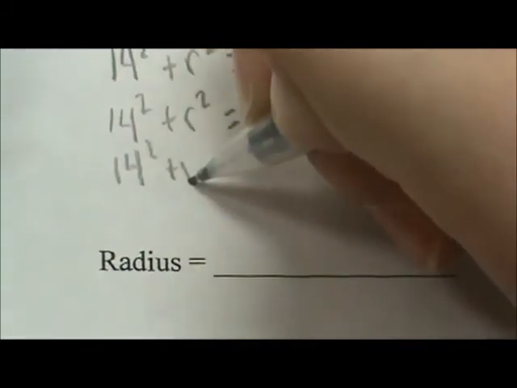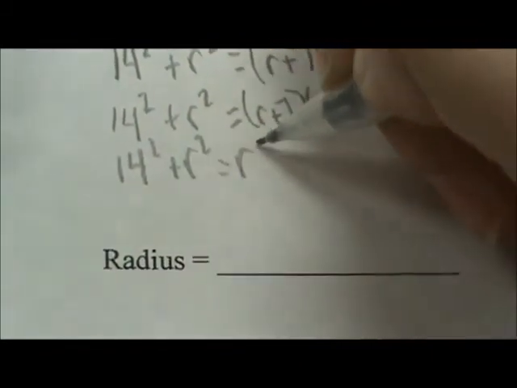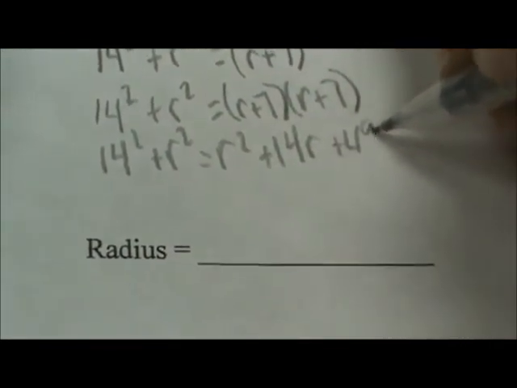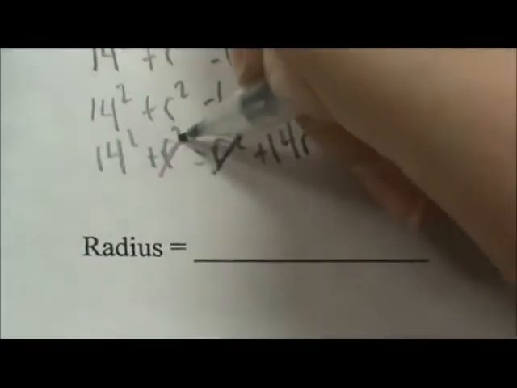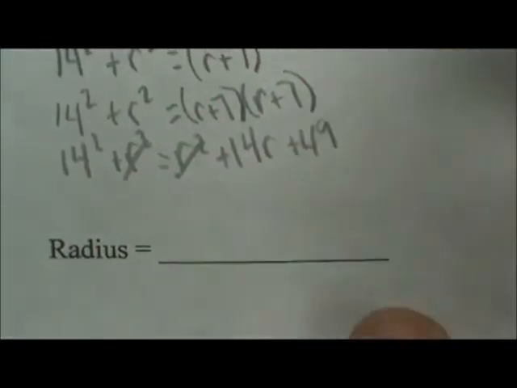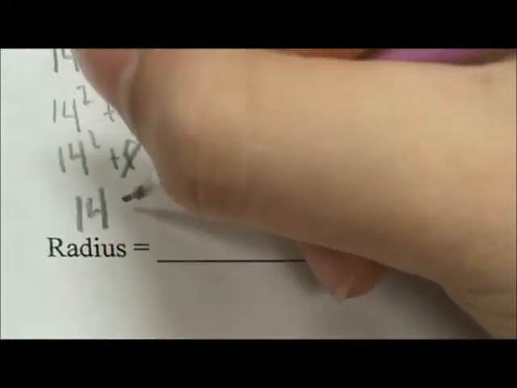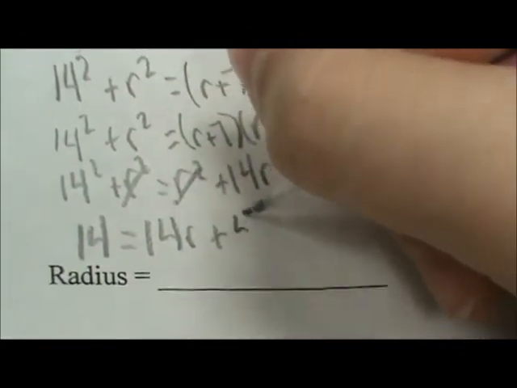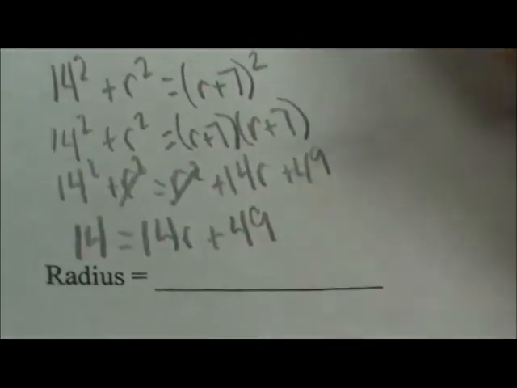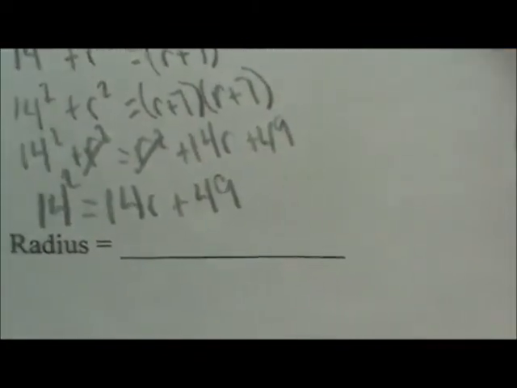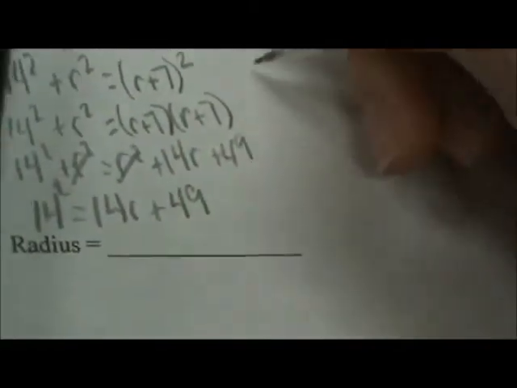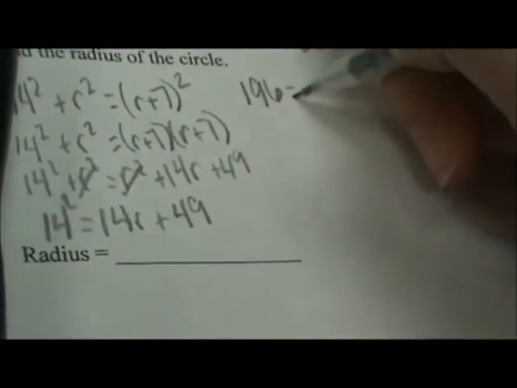Then you get 14 squared plus r squared is equal to r squared plus 14r plus 49 when you do your squaring and everything. Well, you know that both r squared can be canceled out. And then you get 14 squared is equal to 14r plus 49. Well, when you square 14, you get 196. So 196 is equal to 14r plus 49.